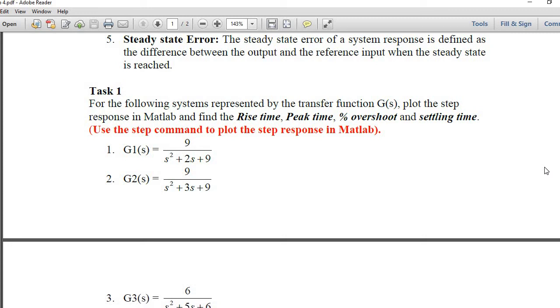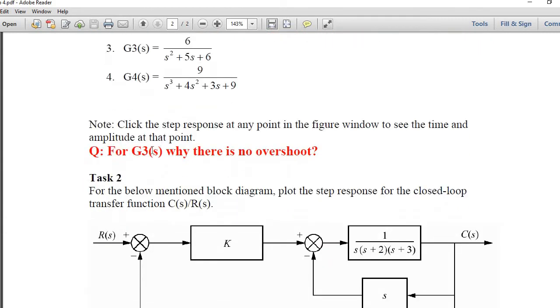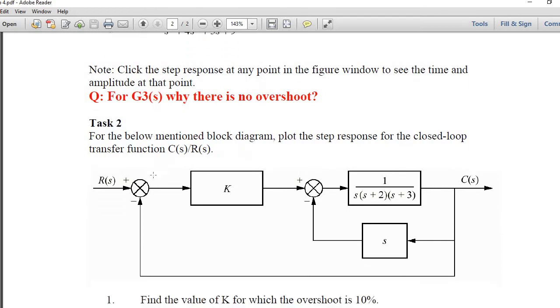Now the first task of today's lab: we have 4 different transfer functions, and we have to find the rise time, peak time, overshoot, and settling time. This is the first one, and the question asked is why G3 has no overshoot, so you have to answer this. The answer lies in the properties of the response that you study: critical damped, over damped, and under damped. It is related to that, so you have to do it yourself.